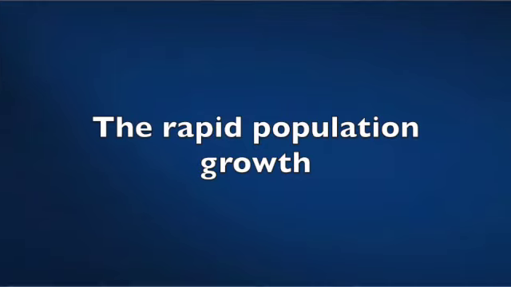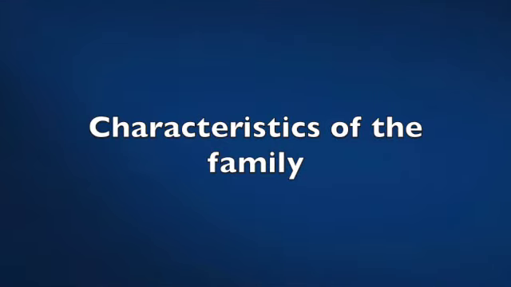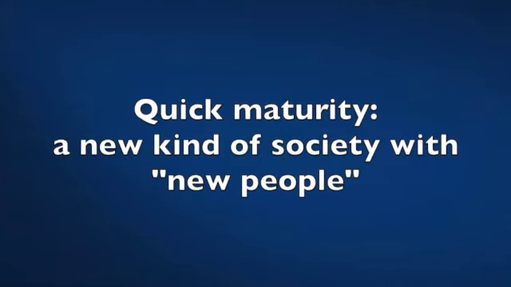We are going to go over the rapid population growth in the 13 colonies, the structure of colonial society, including general characteristics of the family during the 1700s. Remember, this time is well after the establishment of Jamestown and the Plymouth colonies, but before the French and Indian War and the American Revolution. You will notice that the British colonies matured quickly by the 1760s and constituted a new kind of society with characteristics and forces that shaped a, quote, new people.